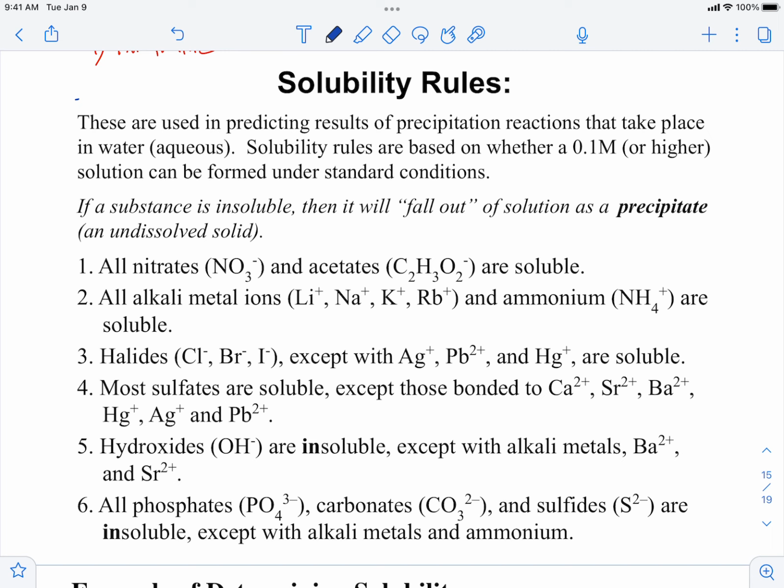Okay, so today we're talking about solubility rules. Solubility rules are a way of making predictions of whether combinations of ions are going to solidify.